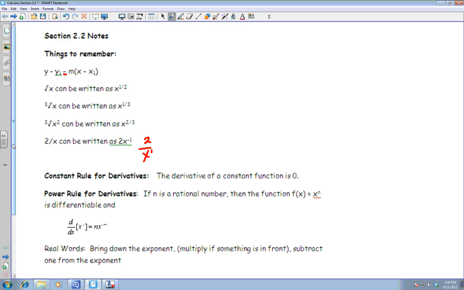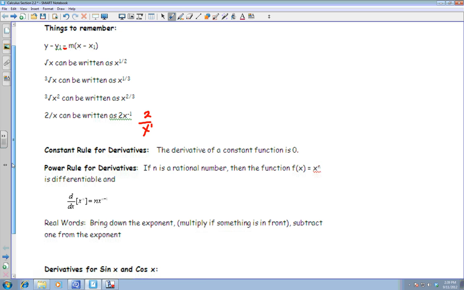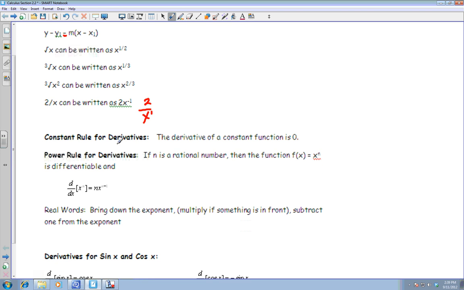So the first rule that we're going to learn is the constant rule for derivatives. It says the derivative of a constant function is always 0. So what's an example of a constant? Any number, okay? The derivative of 2 is 0. The derivative of 0 is 0. The derivative of pi is 0. Pi is just a number, 3.14. The derivative of e, which is a number, 2.71, is 0. So that's easy. We like constants because the derivative is always 0.